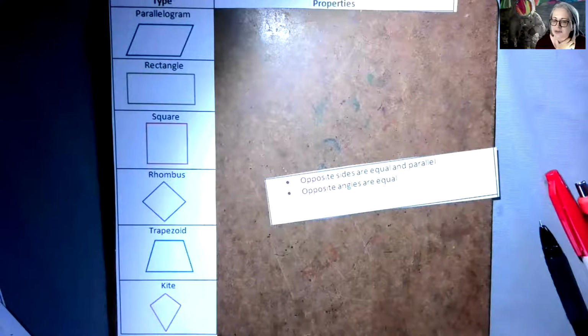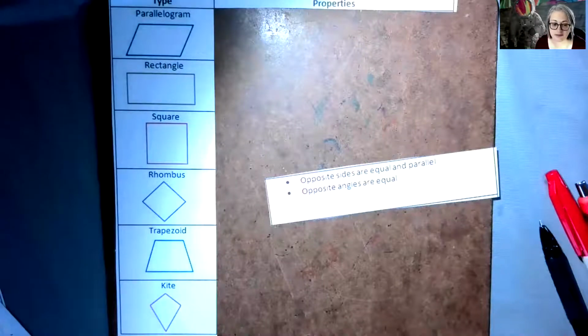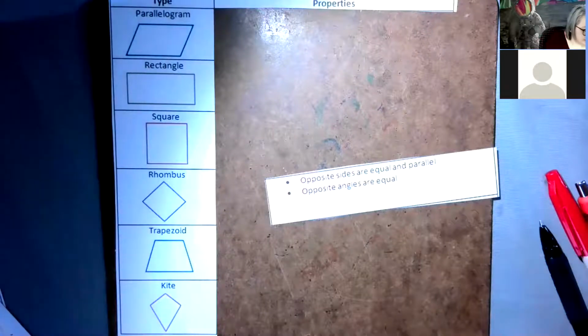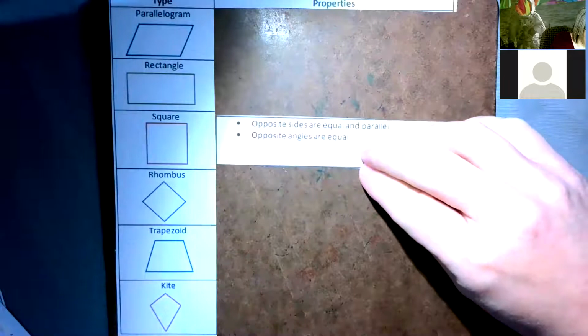Which shape has opposite sides that are equal and parallel, and the opposite angles are equal? They're the same kind of angles. Square. Think that needs to be square? Okay. Well, we'll put it there. There we go.